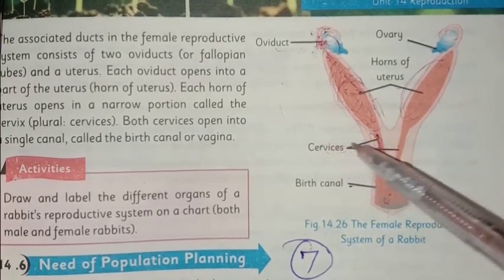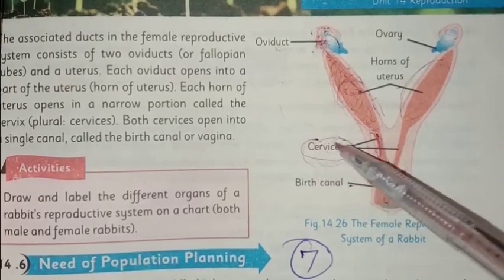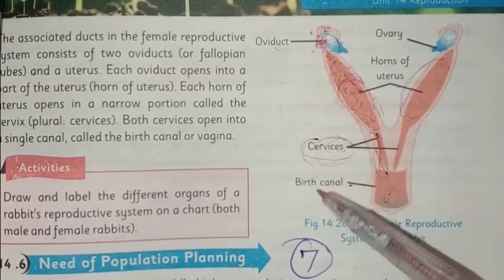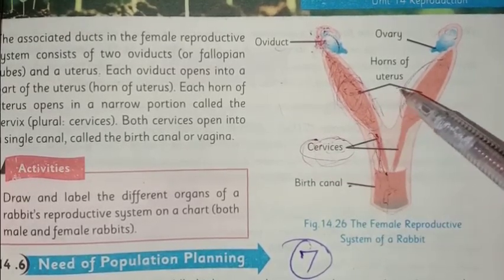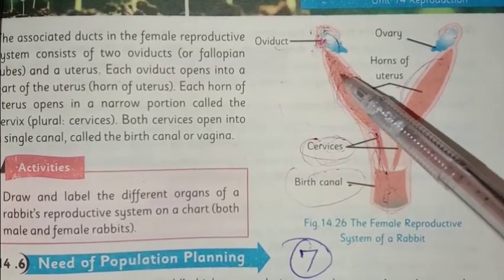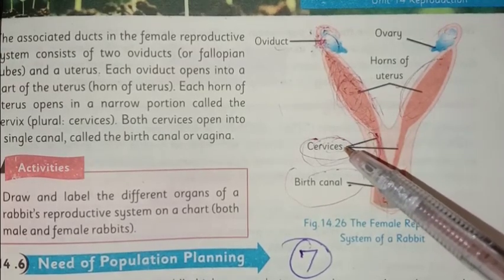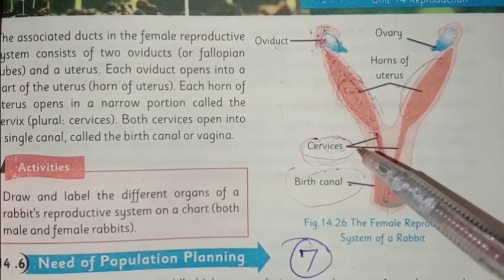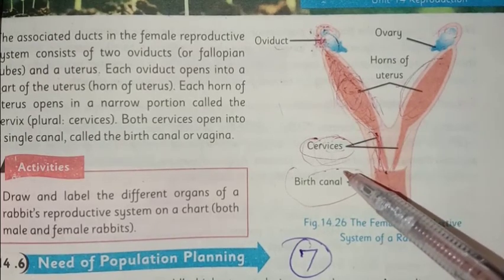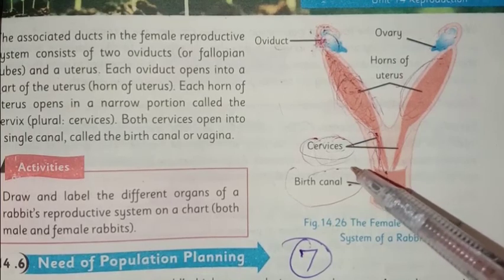This narrow tract is called the cervix. The cervix separates the two uteri from the birth canal. So this is all about the types of asexual reproduction in animals, fertilization in animals, and the male and female reproductive system of rabbit.